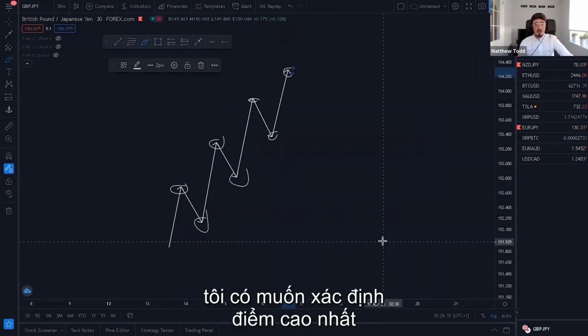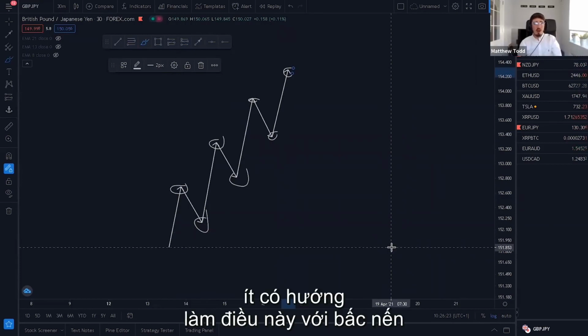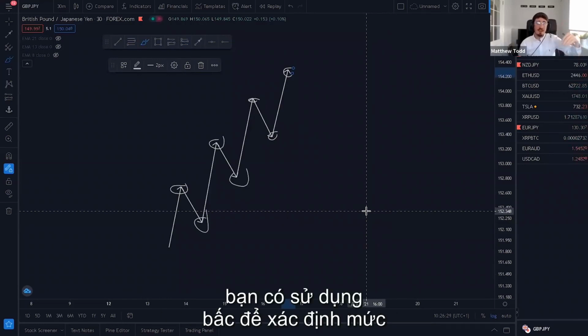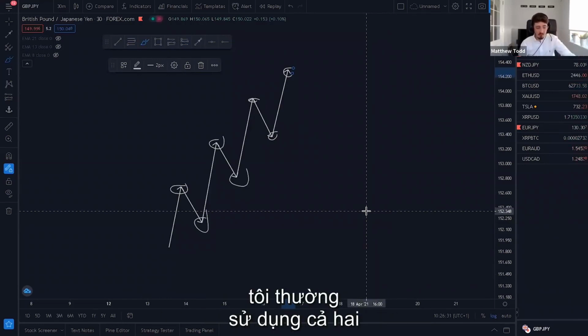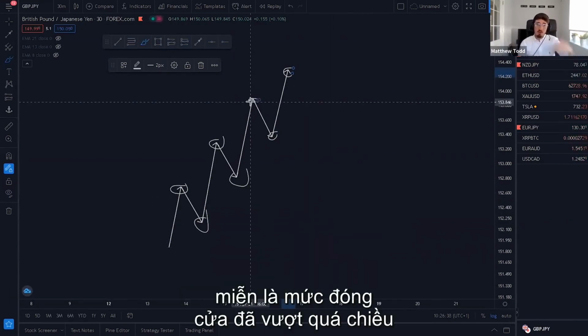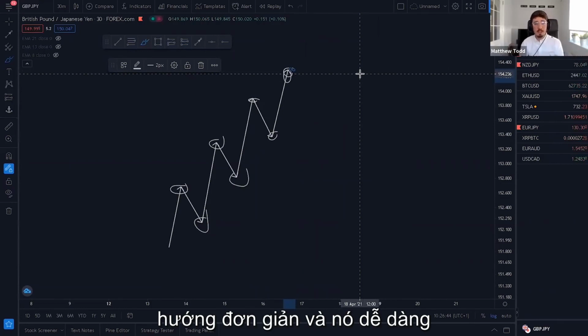The way that I typically look at structure when I'm looking at an uptrend like this is I like to define the highest point of that trend. Now, I don't tend to do it with a wick, because I know that's a question people will probably ask: do you use a wick to define the high, or do you use a close, the bodies? Typically, I'll use both, as long as the close has come above the previous high. So I'd be saying this is the highest point of the trend. Simple as that.